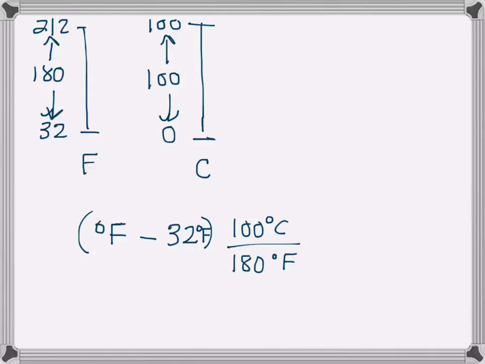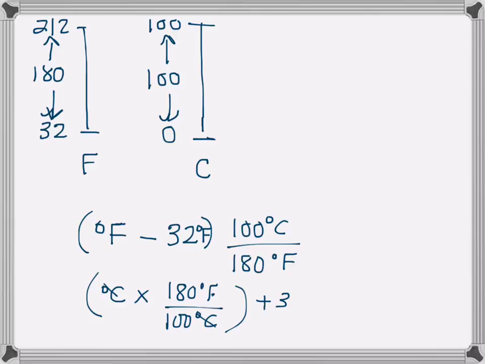If you're going the other way and you have degrees Celsius, you're going to convert to Fahrenheit by multiplying by 180 degrees Fahrenheit per 100 degrees Celsius. Those Celsius units will cancel out, and then you'll add the 32 degrees Fahrenheit to get the Fahrenheit scale. We're going to get some practice with this when we do the worksheet. If figuring out these equations didn't make any sense to you, just go with memorizing the ones that are given.